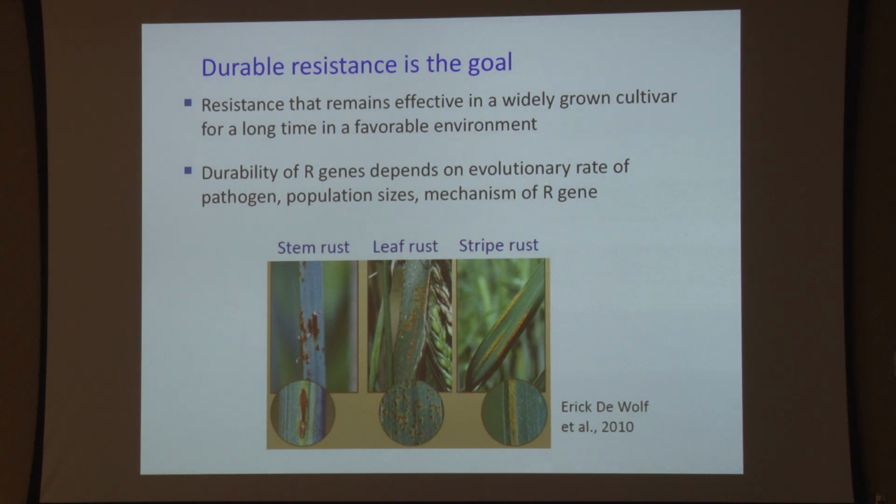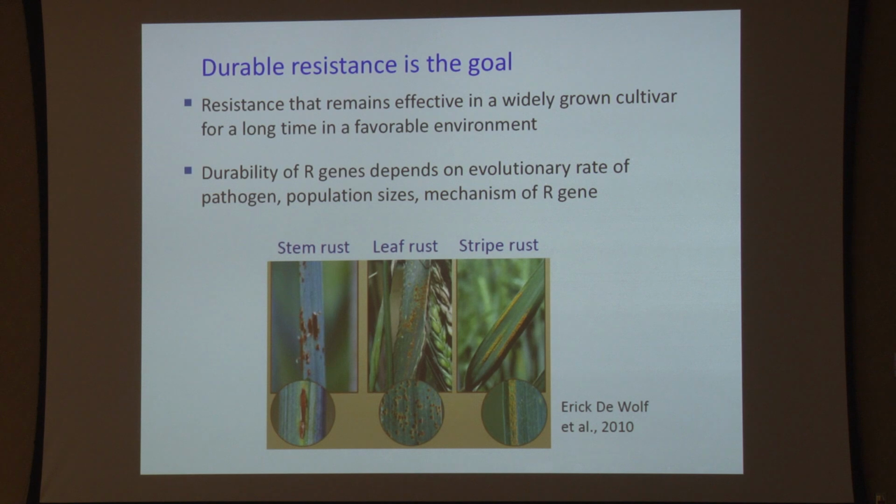So durable resistance, that's the goal. Resistance that remains effective in a widely grown cultivar for a long time, even in a favorable environment. Durability of R genes depends on the evolutionary rate of the pathogen, the size of the population of the pathogen, and the particular R gene mechanism.